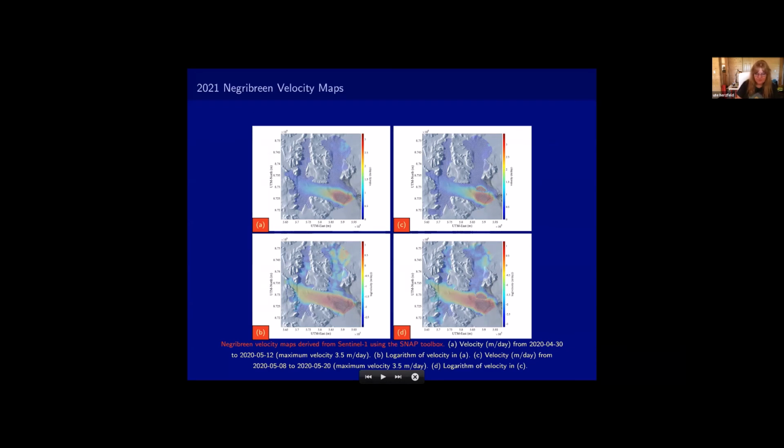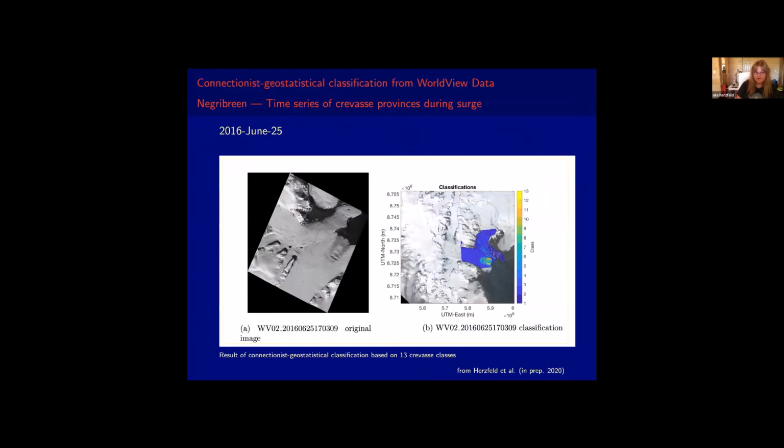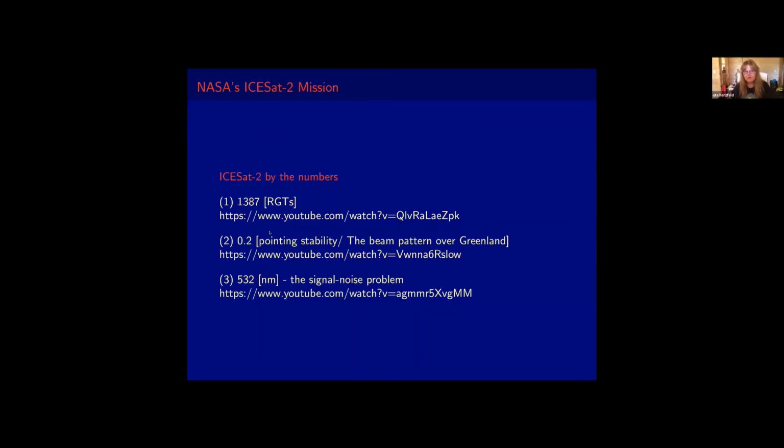Okay, I threw this one in for Paul. We are also doing a classification based on WorldView data, with a connectionist geostatistical classification system, which allows us to identify 13 different types of crevasses in the glacier. We have a time series of these, but the talk is supposed to be on ICESat-2. So, all right, now.